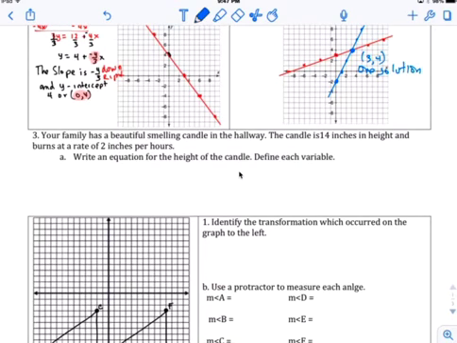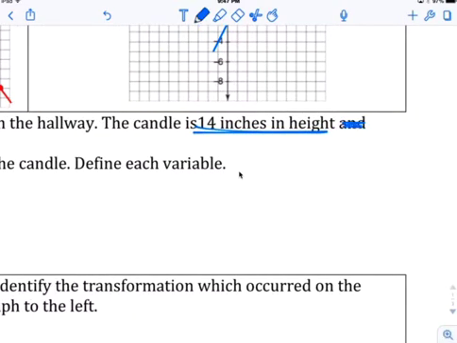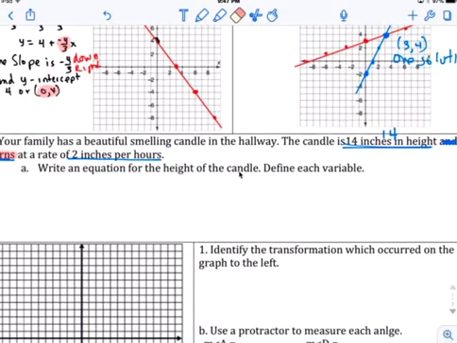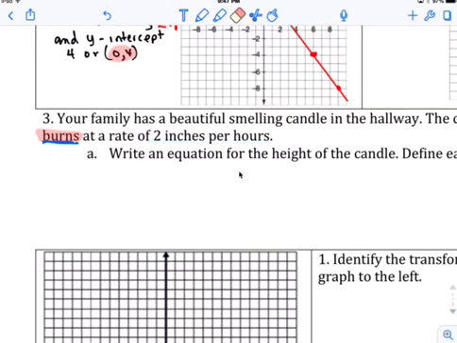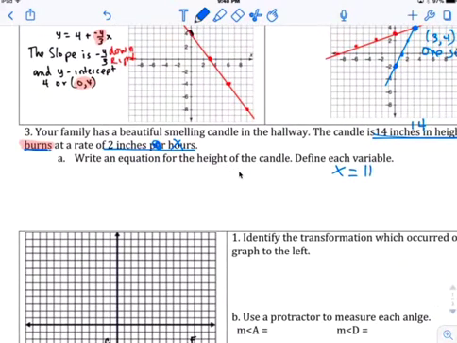Your family has a beautiful smelling candle in the hallway. The candle is 18 inches in height and burns at a rate of 2 inches per hour. Oh, this word burn is a minus, not an add. Because it burns, you put a minus. So 18 minus. It's burning at 2 inches per hour. The rate, per means times, x represents the number of hours, or time in hours.